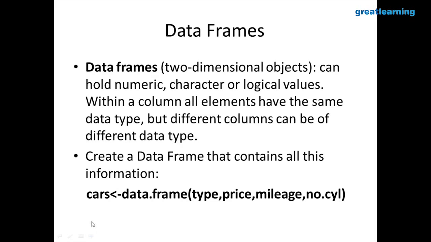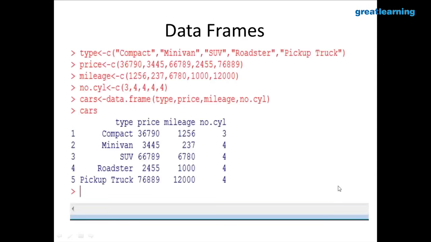So how will I do it? I'll have a name for the data frame. In this case, we are talking about cars. So I'll write cars, and data.frame is the keyword, the syntax, which tells R I'm going to create a data frame. It expects me to put data objects like vectors: type, price, mileage, and number of cylinders. If I do that, I'll get a data frame like this.